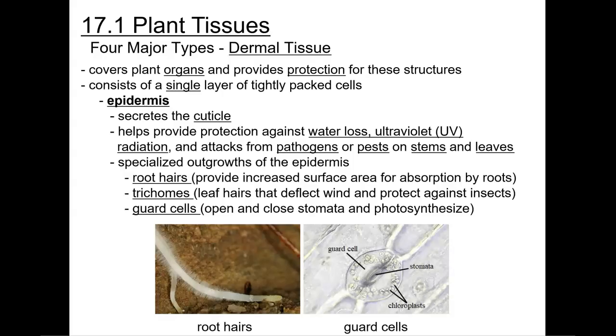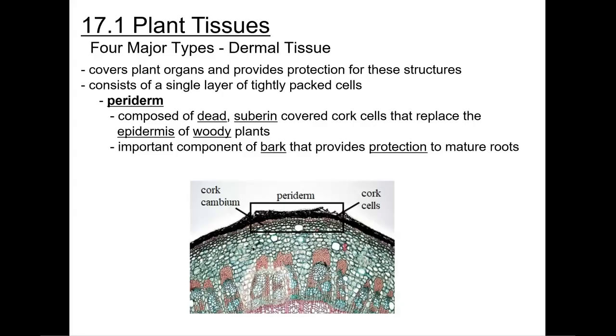You also have what's referred to as the periderm. That periderm is another form of dermal tissue. It's composed of dead, suberin-covered cork cells that replace the epidermis of woody plants. This is a very important component of bark, and it helps to provide protection to mature shoots and roots.